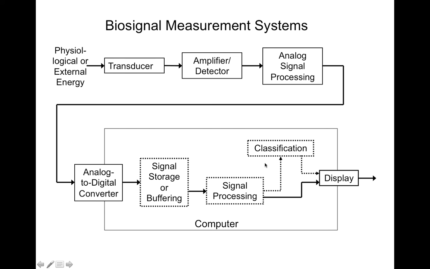This represents a system that is not necessarily real-time. So this would be a system, for example, where we're acquiring a signal and then we're going to do something to it later. There are also real-time signal processing systems, and sometimes those will have feedback loops that then control other things.